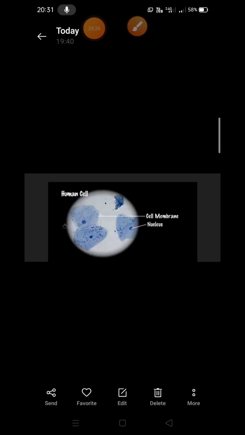Now the conclusion. We have reached the conclusion that a human cell, which is representing the animal cell, is bounded by a layered membrane, and that is called the cell membrane, and inside it has a nucleus which controls the various activities of the cell.